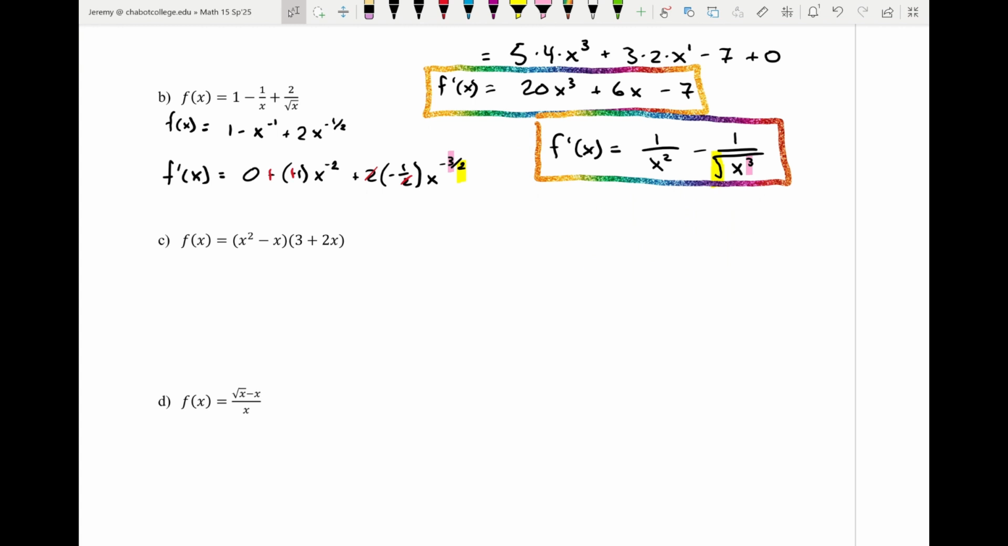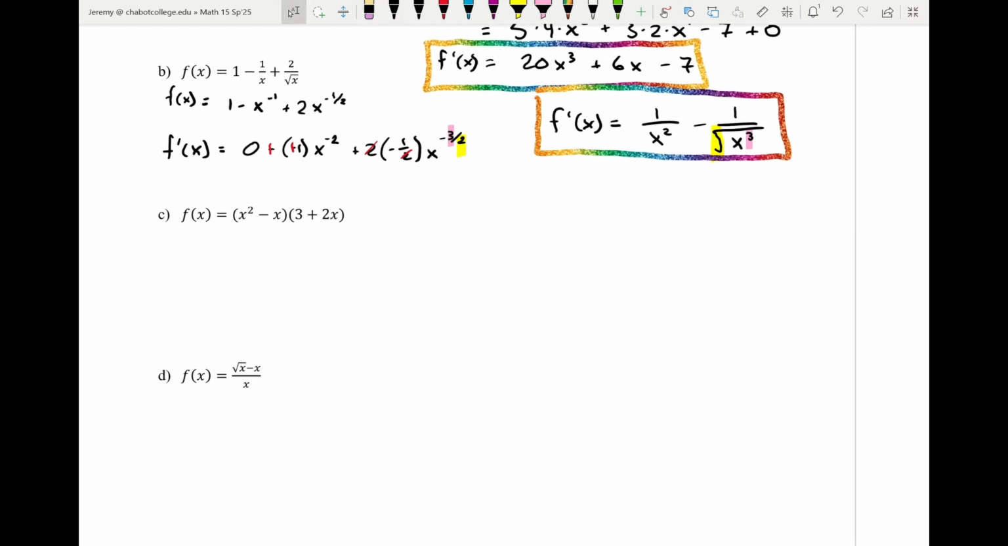Very good. Part C, we have a function which is a product of two polynomials, the product of a quadratic and a linear function. So how can we get the derivative of this using all the rules that we already have? Well, we don't have a product rule yet. I wish that it was so simple as just, you know, take the derivative of this and then multiply it by the derivative of this. Unfortunately, the product rule for differentiation is not that simple. But we'll get that product rule very soon.